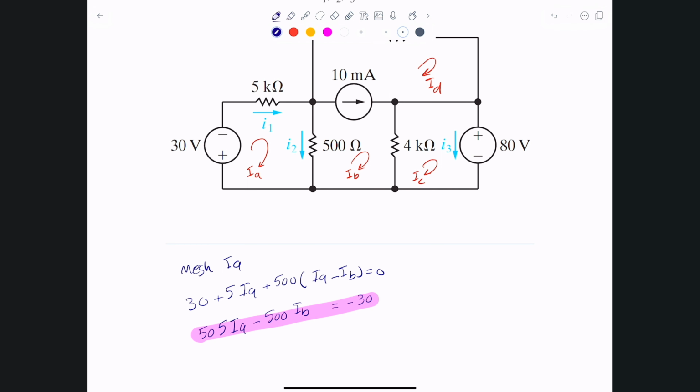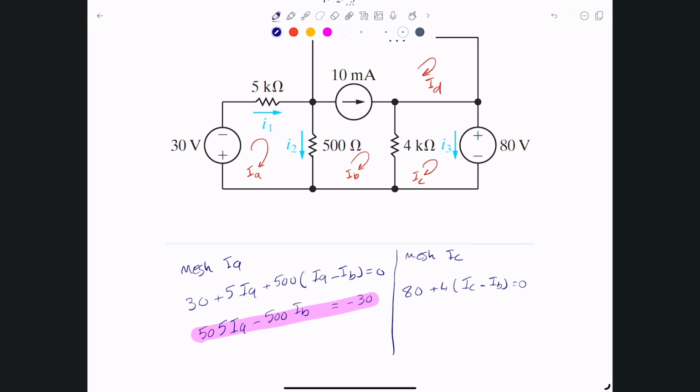So let's write the second equation. I'll go ahead and write the IC because it's simpler, because this one here is a mesh equation or super mesh. So here's the mesh IC. For IC, I'll get 80 volt plus 4 kilo ohms of IC minus IB. Again, because IC is going upward in here and IB is going downward, so they're in opposite direction, and I believe that's it. There are 2 elements only, and that here is equal to 0.